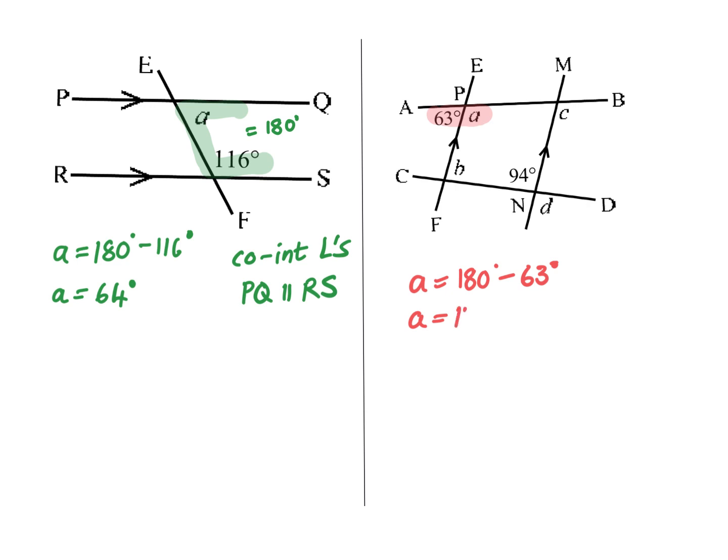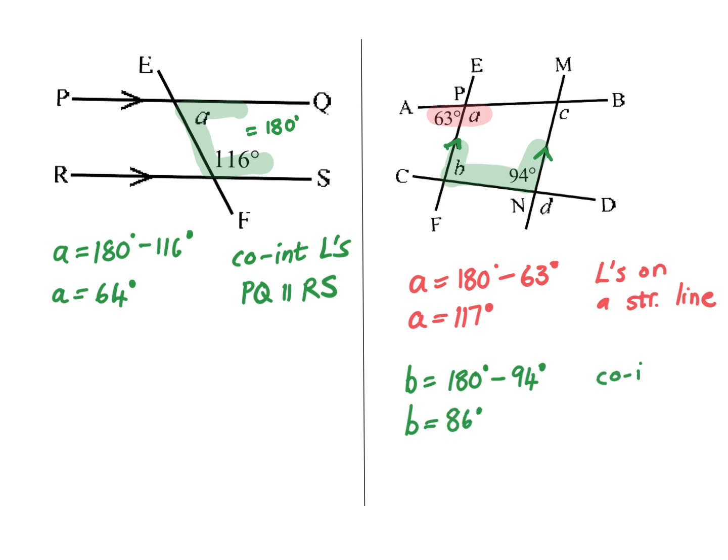And that gives me 86 degrees, and my reason is co-interior angles, and the parallel lines are EF parallel to MN.